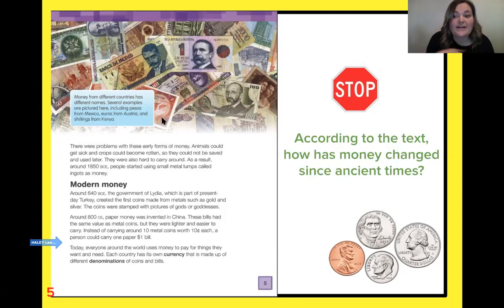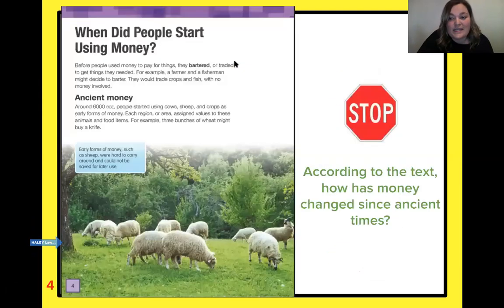So if we look back, what did they do at the very beginning instead of the money we use today? Yeah, it says they traded to get things they needed. So if a fisherman had like 5 fish, they'd be like, hey, I'll give you 5 fish for 2 of your bushels of wheat. And they would trade because they didn't have money.